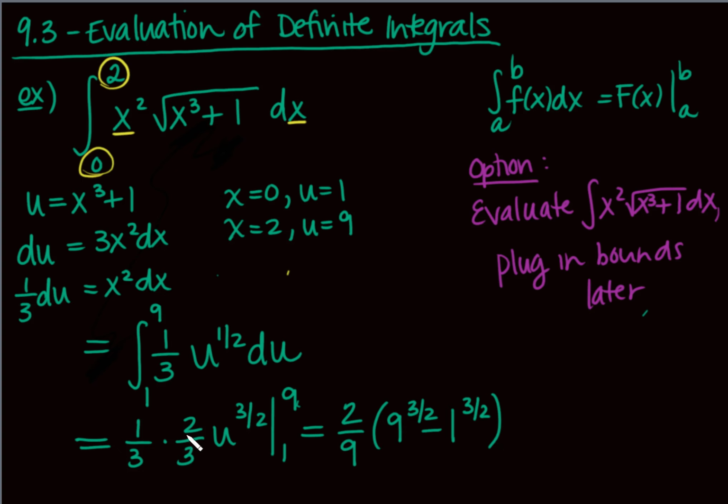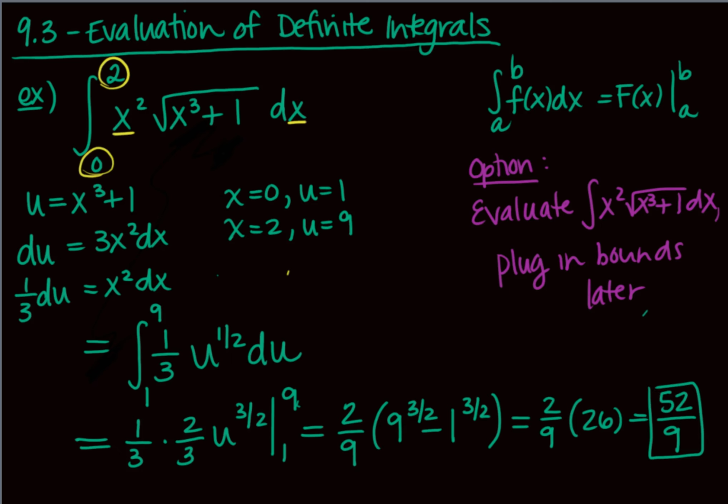And then this is 2/9. I plug the 9 in, I plug the 1 in, and I factor that 2/9 out. So I have 2/9 times, well, the square root of 9 is 3. 3 cubed is 27. Minus 1 is 26. So it looks like our answer is 52/9, and we're done. Isn't that great? I love it.